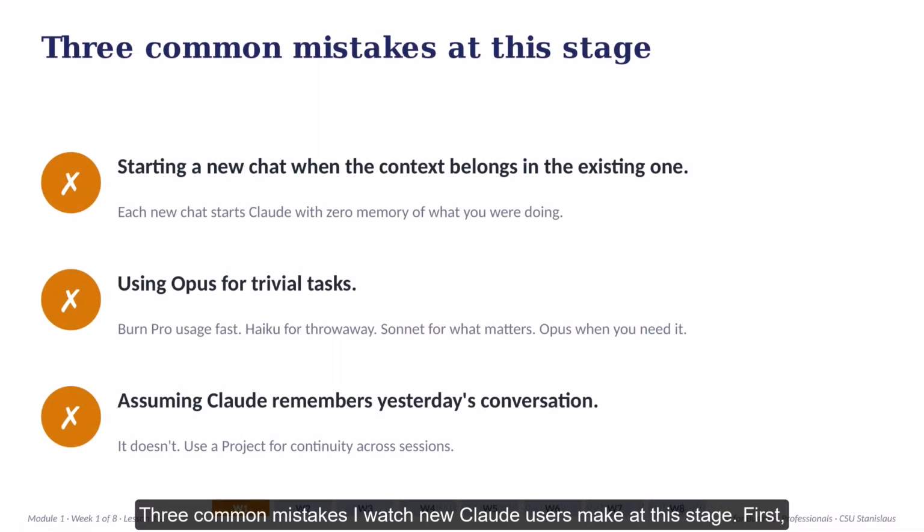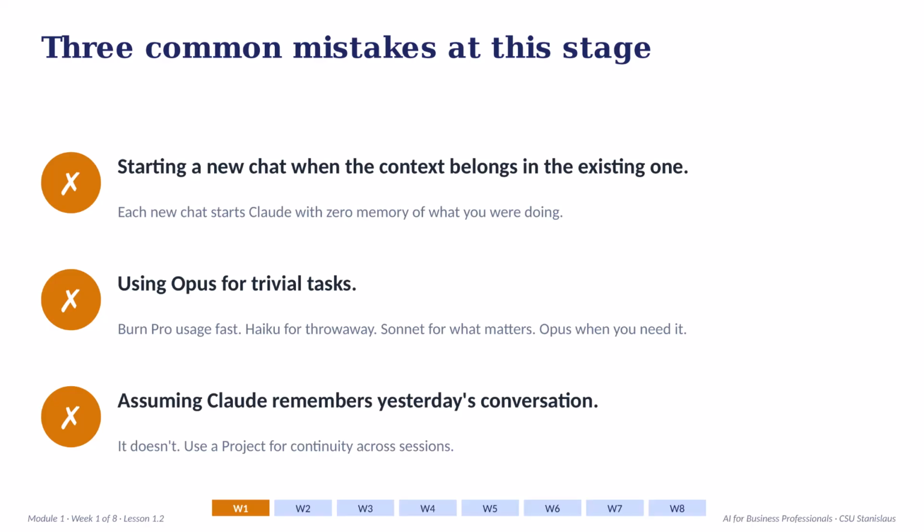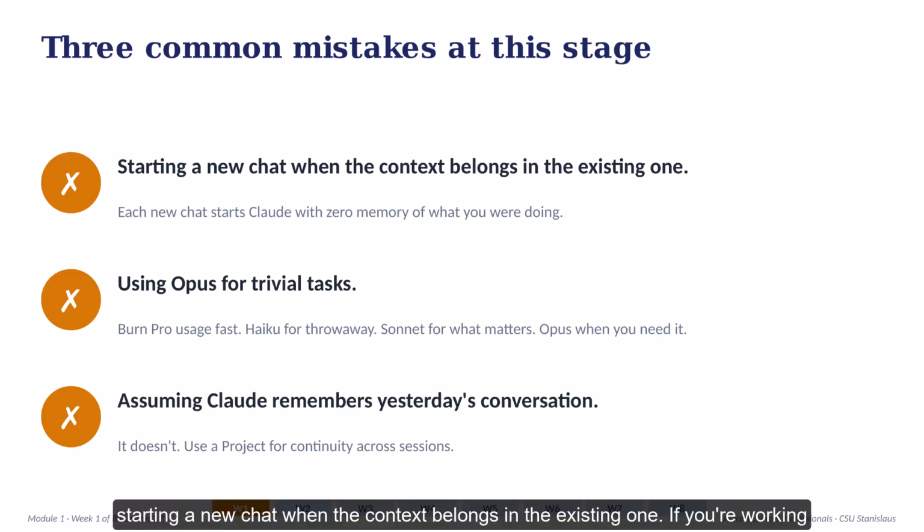Three common mistakes I watch new Claude users make at this stage. First, starting a new chat when the context belongs in the existing one. If you're working on an evolving draft, stay in the same conversation. Every new chat starts Claude with zero memory of what you were doing.